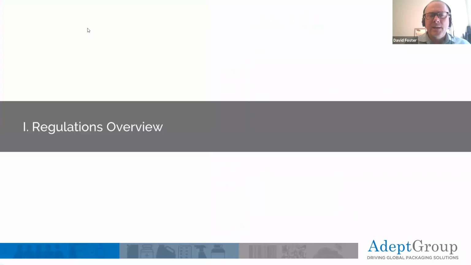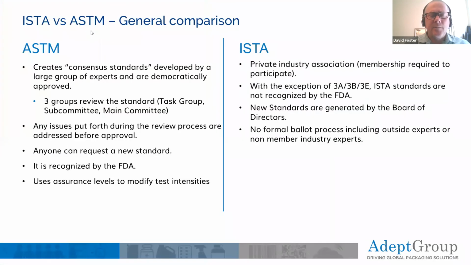So there are two main bodies within packaging engineering that are relied upon for producing standards, those being ASTM, and the second one is ISTA. So the differences between those bodies: well, ASTM is a larger organization. They don't just concentrate on packaging, obviously. They produce standards in many, many different fields.